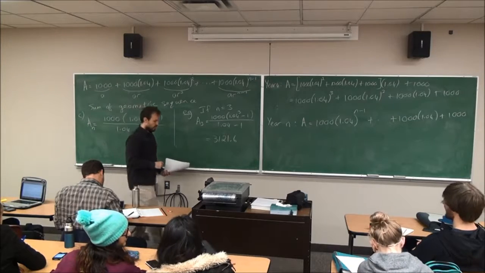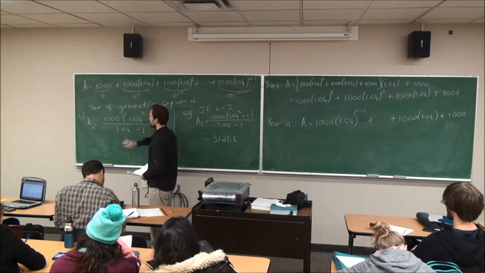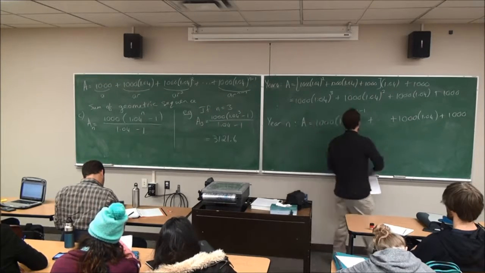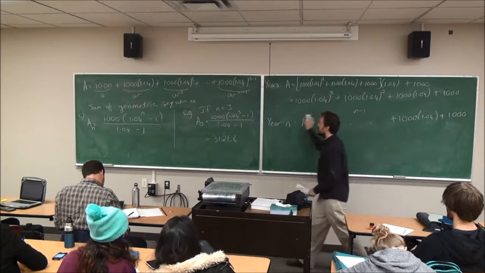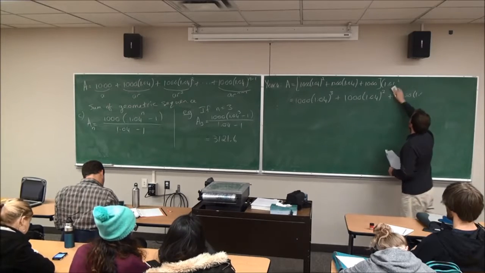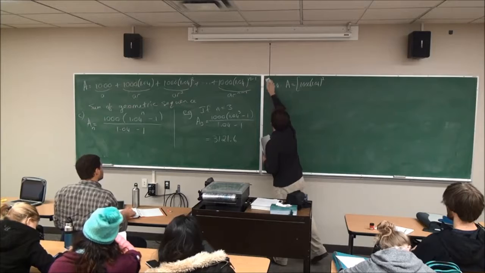Now I want to do the same thing, but not with 1,000, not with 4% interest, in general. So you can give me any amount, any interest rate, any length of time, and I can plug it into my formula. What does that formula look like? Same argument, same thing, a little more general.